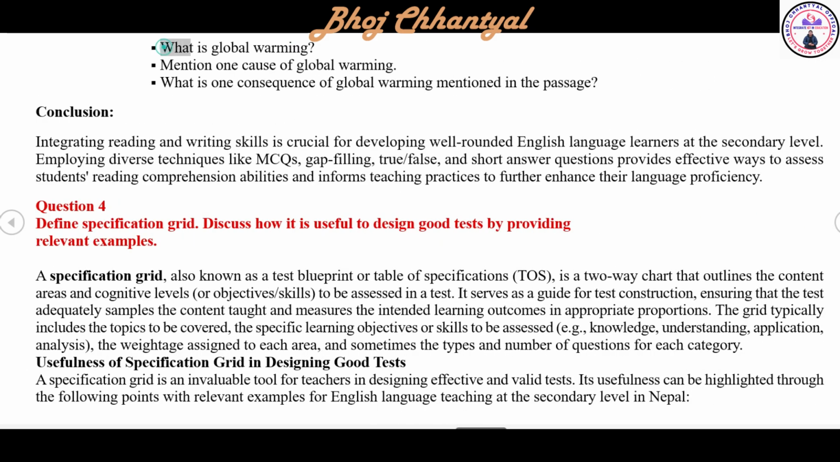Sample questions: What is global warming? Mention one cause of global warming. What is the consequence of global warming mentioned in the passage? In conclusion, integrating reading and writing skills is crucial for developing well-rounded English language learners at the secondary level. Employing diverse techniques like MCQs, gap filling, true-false, and short answer questions provides effective ways to assess students' reading comprehension abilities and informs teaching practices to further enhance their language proficiency.